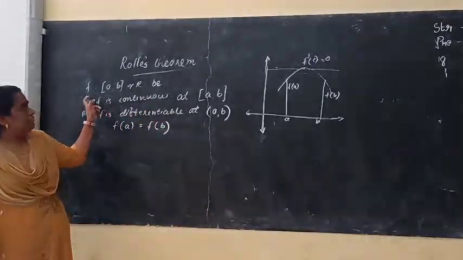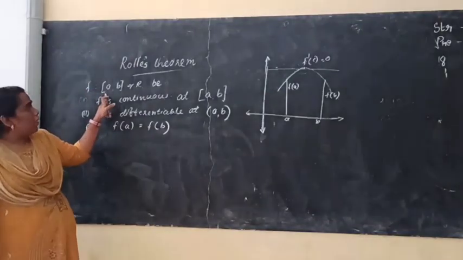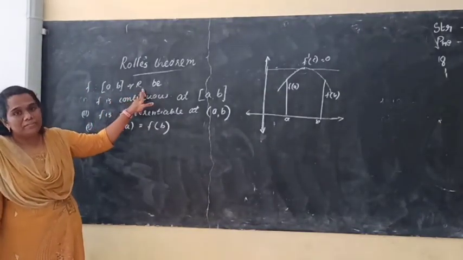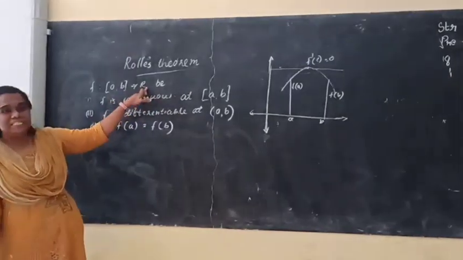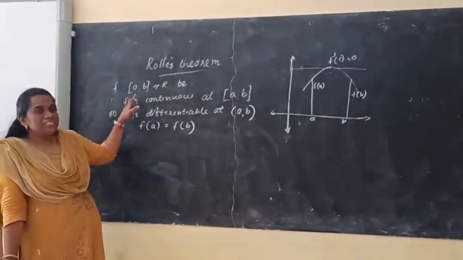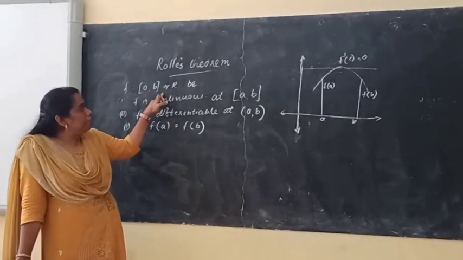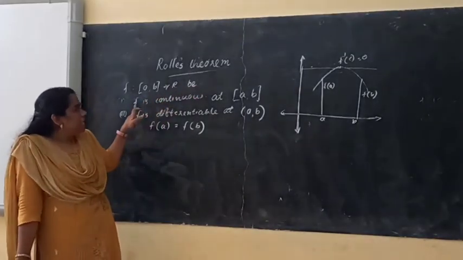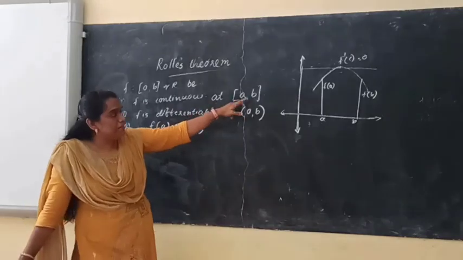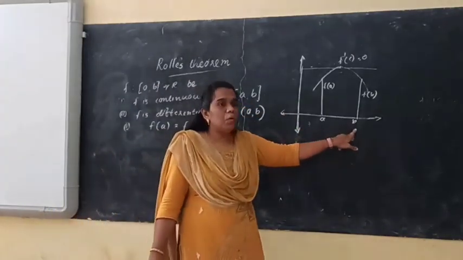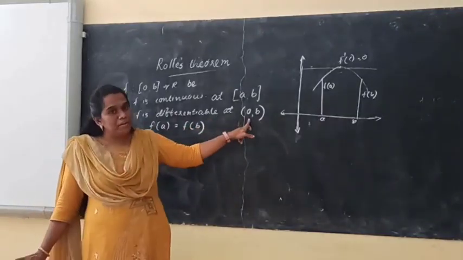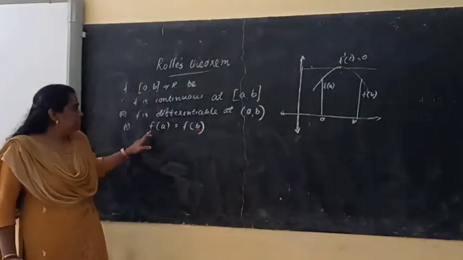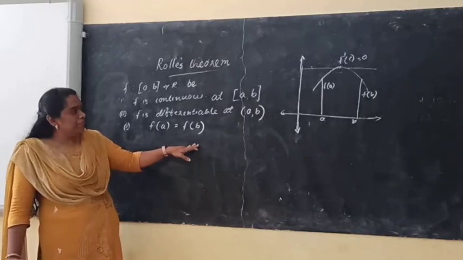Then f is defined on the closed interval [a, b] to R. That means f is a real valued function, its range is the real numbers. That function is continuous on the closed interval [a, b], and f is differentiable on the open interval (a, b), and f(a) is equal to f(b).